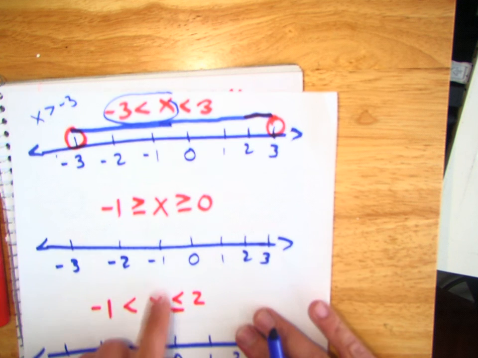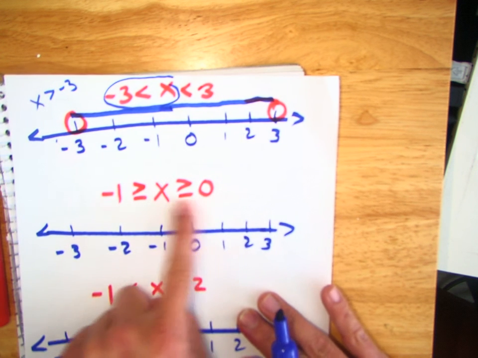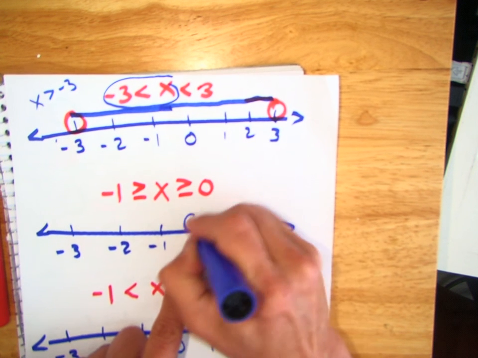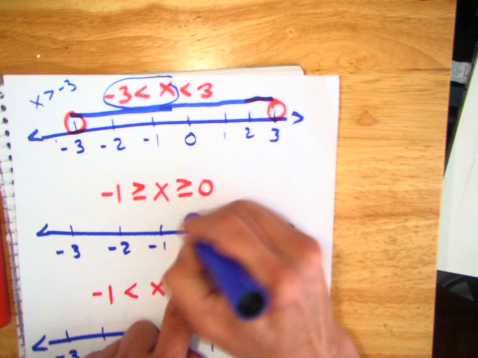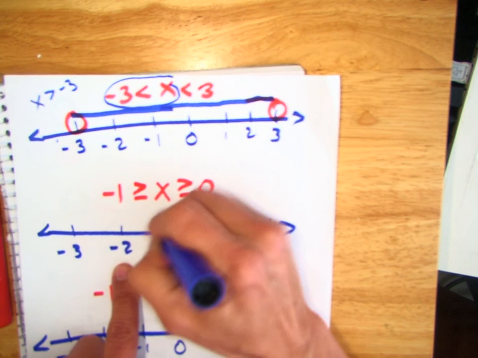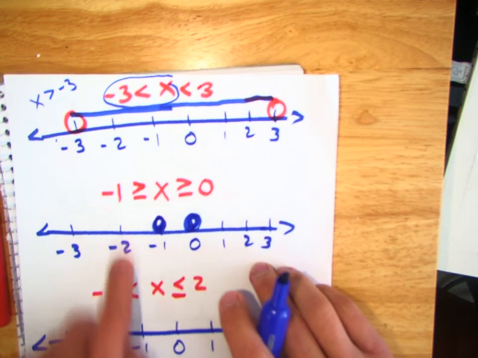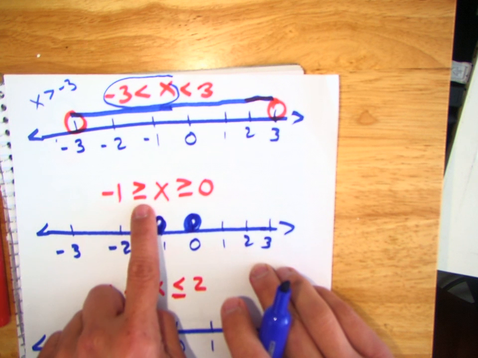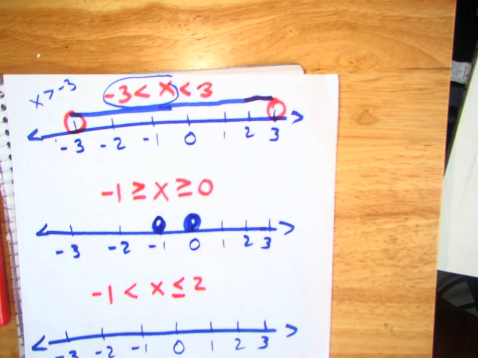All right? Let's try this one. So I've got any number, I've got 0. I'm going to shade it in, and I've got -1. Shade it in. Why do we shade it in? Because there's an equal sign right there. So let's do one at a time. All right, here we go.